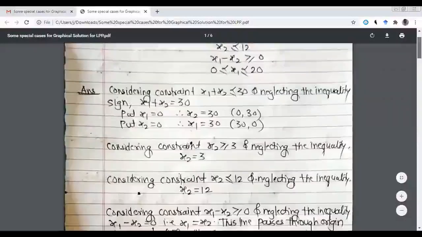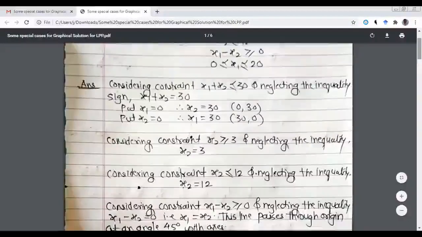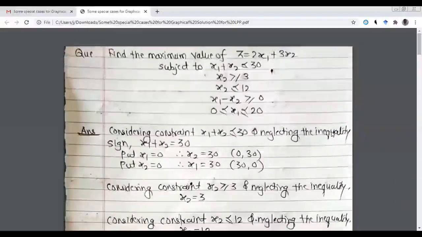But what is the trick that is to be remembered in this problem, that I'll be sharing with you, right? So we'll be considering our first constraint here, which is x1 plus x2 is less than or equal to 30. We'll be neglecting this inequality sign. As now we are neglecting the inequality sign, x1 plus x2 will be equal to 30.